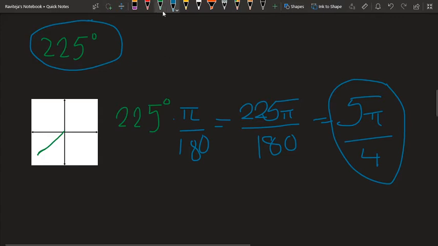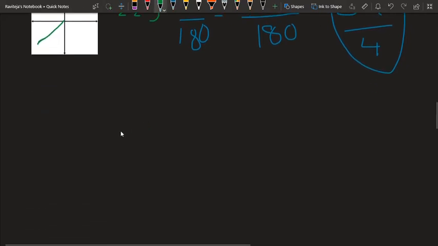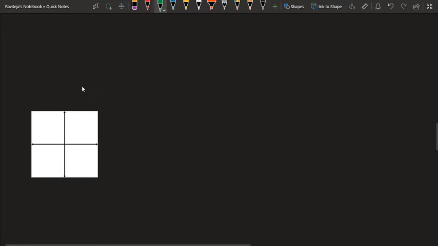Now let's do the opposite. Let's practice how to convert from radians to degrees. As we move on to practice problem 3, I'm going to ask you to draw the radian measure of 2 pi over 3.